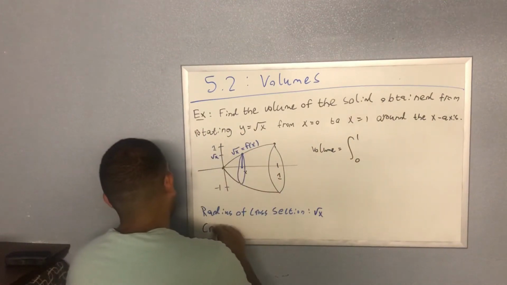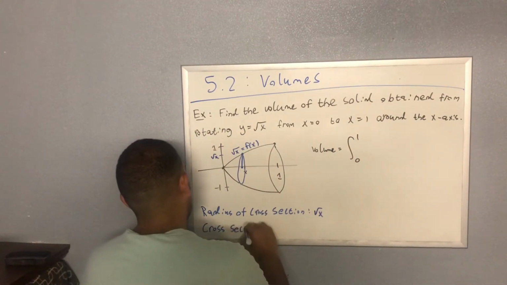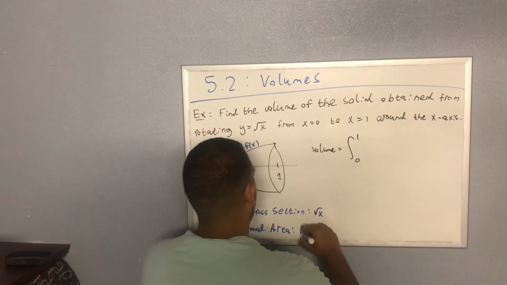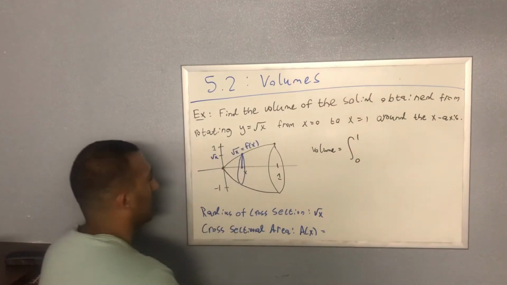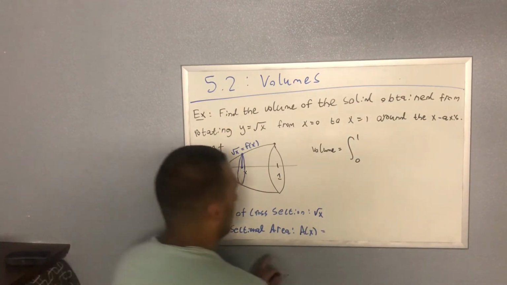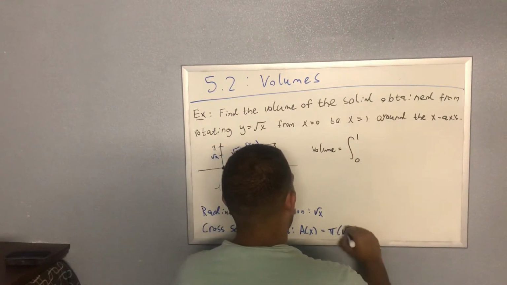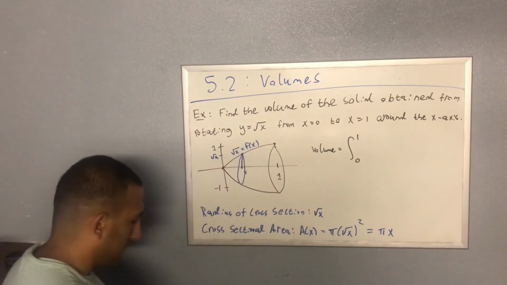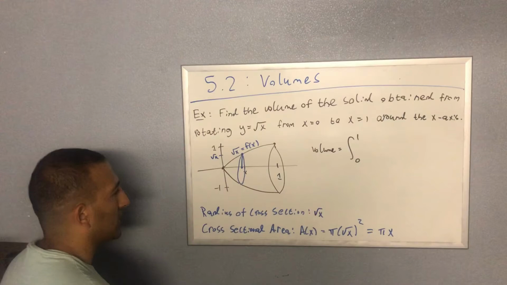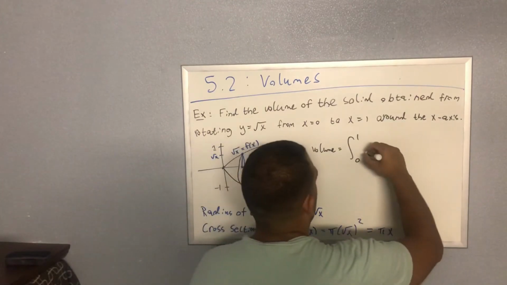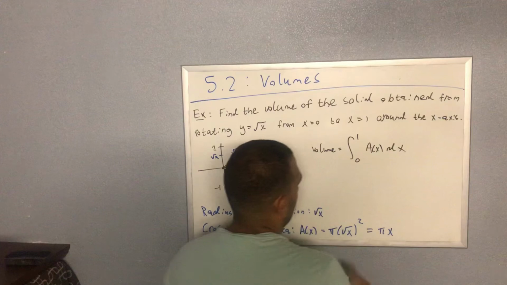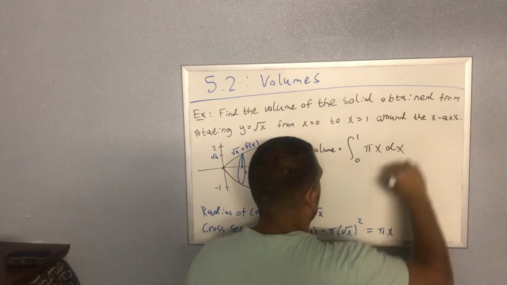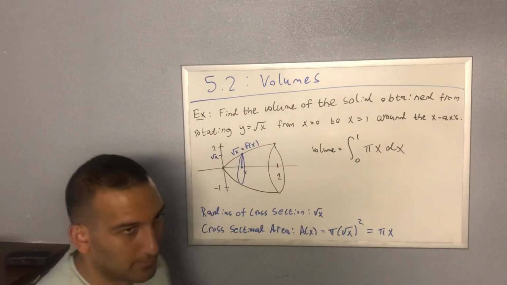And so the cross-sectional area A of x, now it changes, right? Depending on what x is, you get a bigger or smaller radius. It is going to be pi times the radius squared, which is just pi x. Okay, so that's our cross-sectional area. So this is technically A of x dx, and the A of x will get replaced with pi x. Okay, does that make sense?